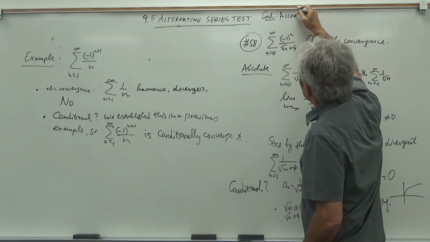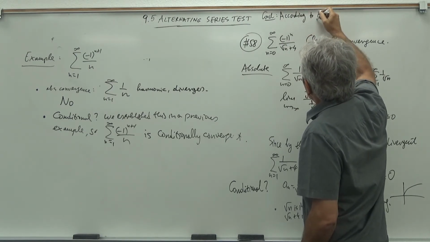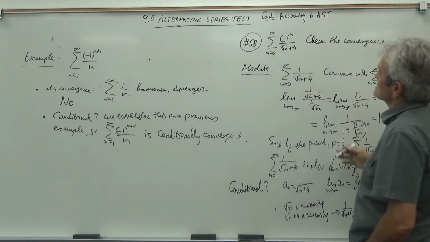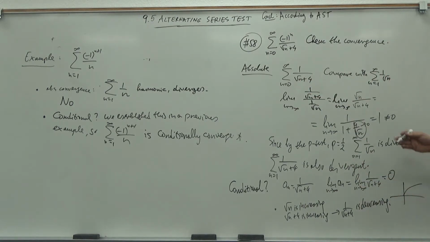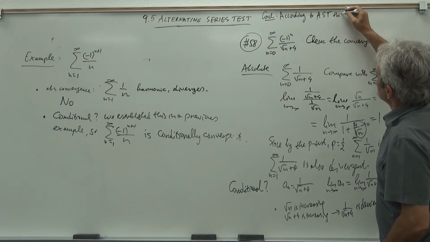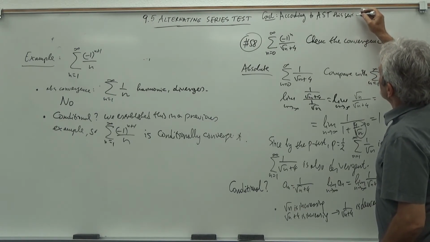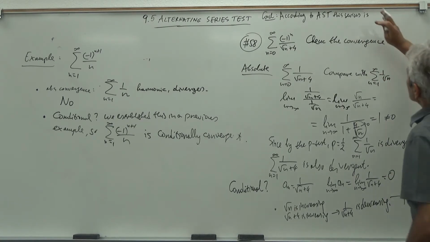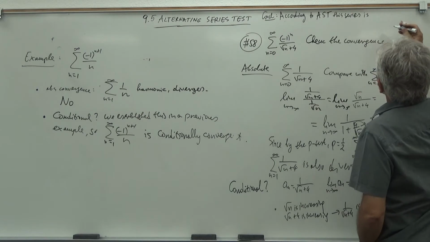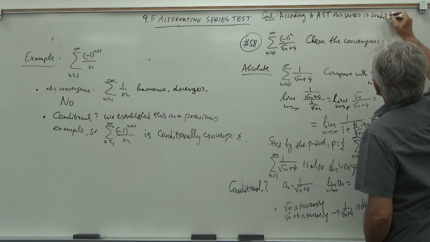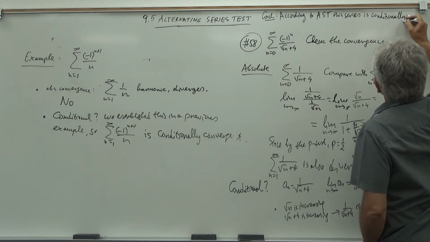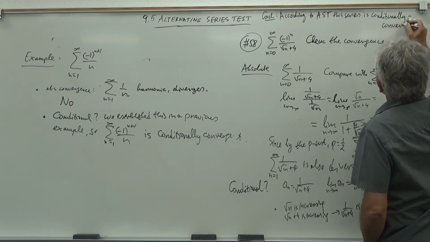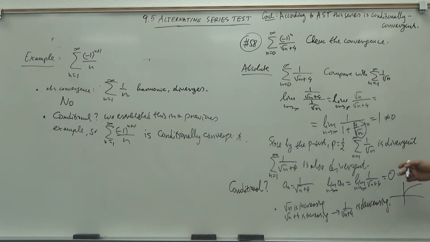According to the alternating series test, the series is conditionally convergent. Because we showed that absolute convergence has failed, it is conditional. So this is the conclusion.